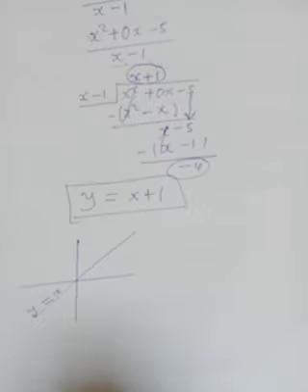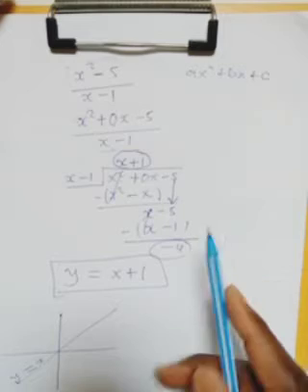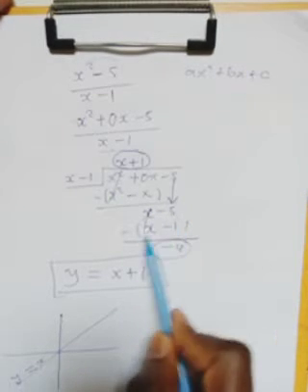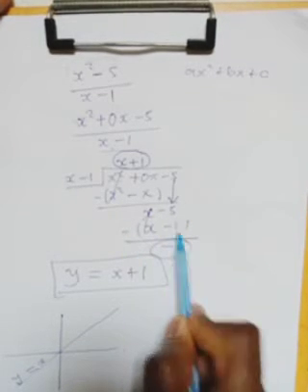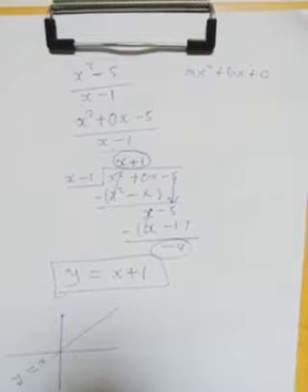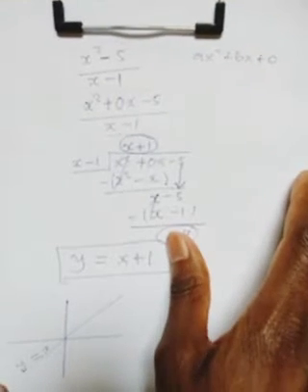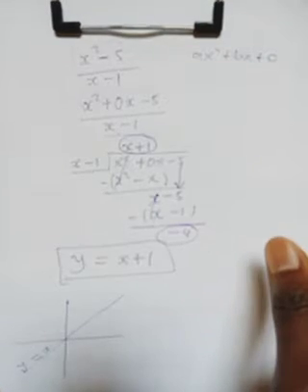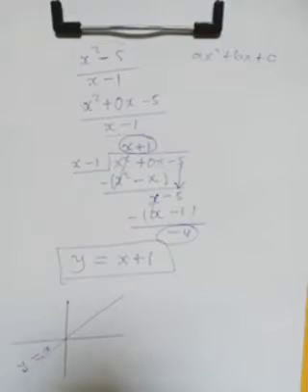Sir, before you go further, how did you find the negative 4? Okay, if you try to subtract negative 5 minus negative 1, what answer are you going to get? Negative 4. Okay. Are you there?